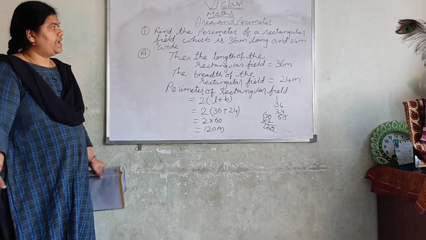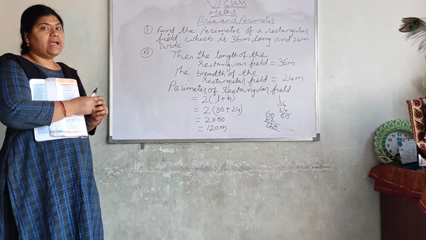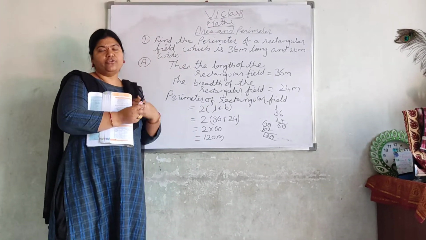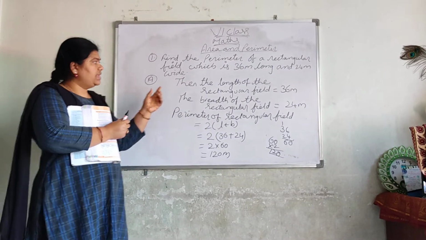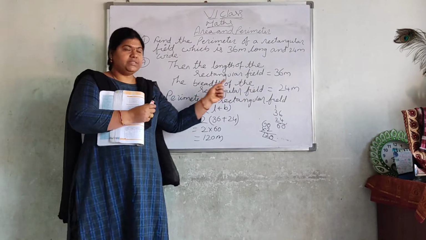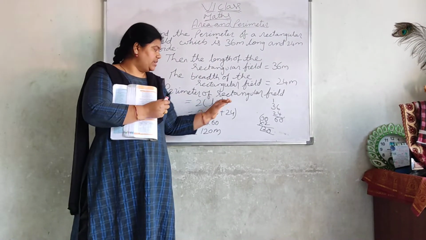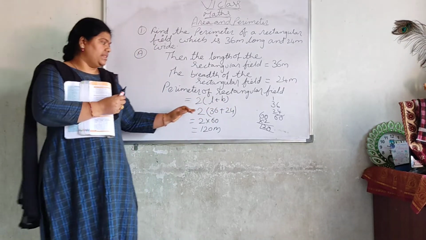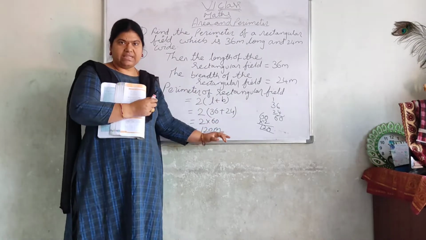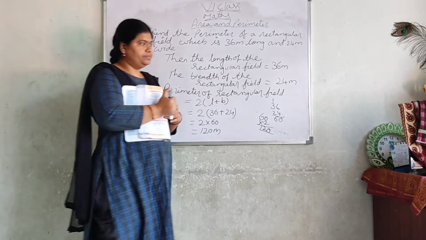Now see here, find the perimeter of rectangular field which is 36 meters long and 24 meters wide. Long means length, wide means it is breadth. So the length of rectangular field is equal to 36 meters, the breadth is 24 meters. You have to know the formula. If you know the formula, it becomes easy. Perimeter of rectangular field is equal to 2 into L plus B, that is 2 into 36 plus 24, 2 into 60, that is equal to 120 meters. Got the point? Shall we go for the next one?